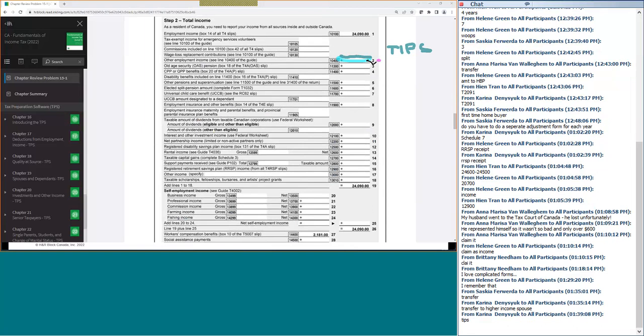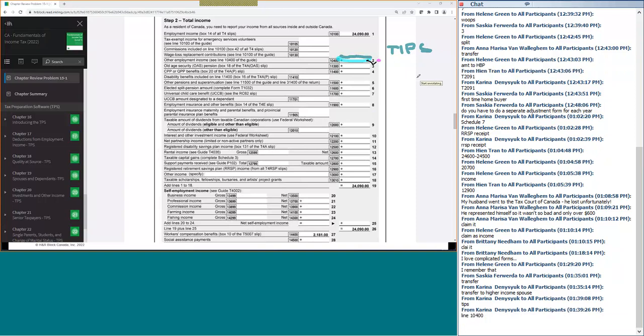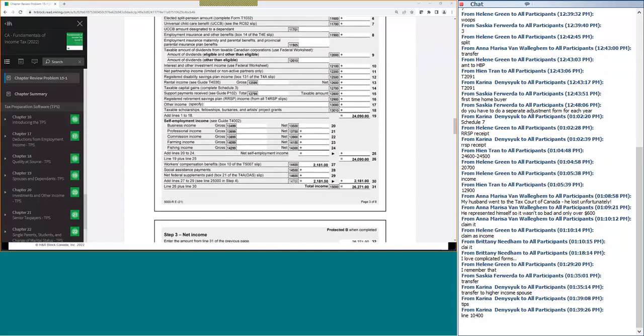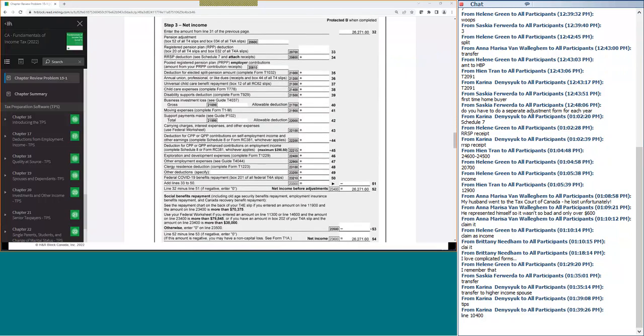That's the only thing I found on this page. If you found something else, let me know. But that was the main income one. We need tips on line 10400. Okay. I'm going to stop annotating there. I'm going to go down a little bit more. You're going to notice she put her workers' compensation in, which is good. I'm going to go down to the next page.